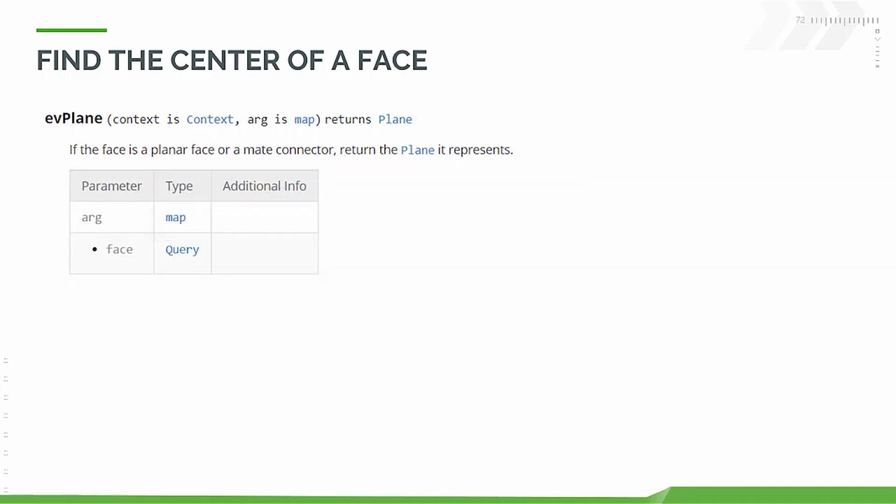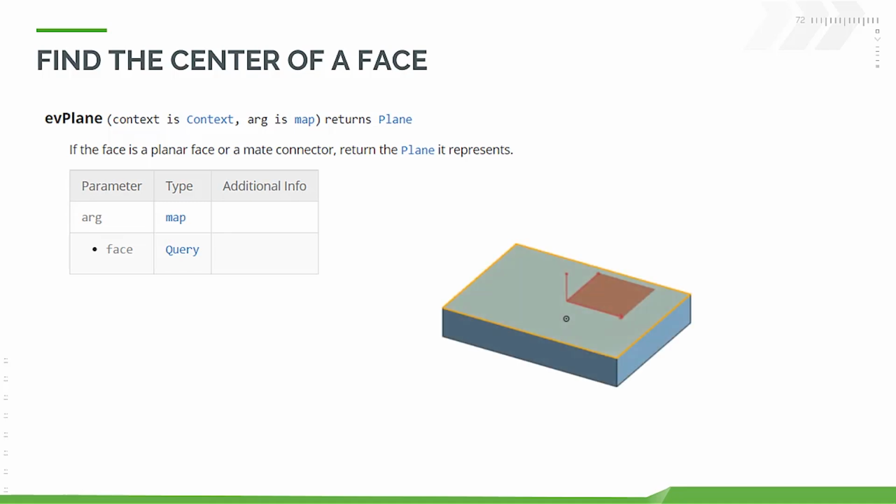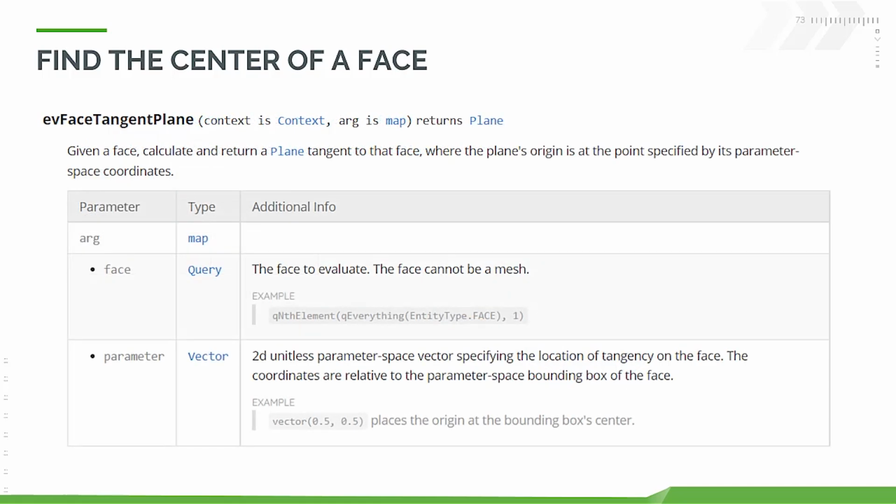A valid option would be to use the EV_plane function. We used this in a previous video. The origin is automatically placed at the center of the face's bounding box. A more direct way to find a location on a face is to use the EV_face_tangent_plane function to create a plane on the selected face where the origin is in the center of the face's bounding box. This function is similar to the EV_plane function, but gives you more control where the origin is placed.